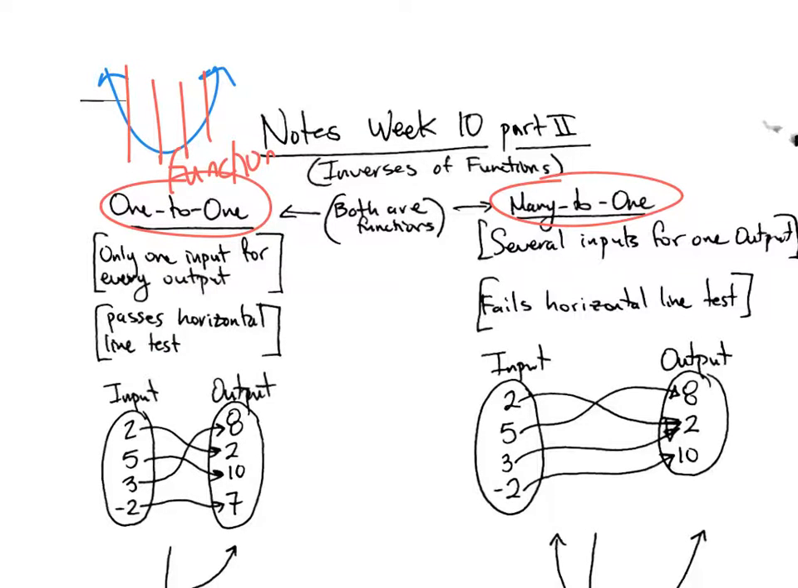So for example, our function up here, the parabola, would not pass the horizontal line test. We would call it a many-to-one function because several inputs give one output, meaning, let's say for this value of x, y is this, but there's the same value of y for a different value of x. So many to one, meaning more than one value of x gives us the same value for y.